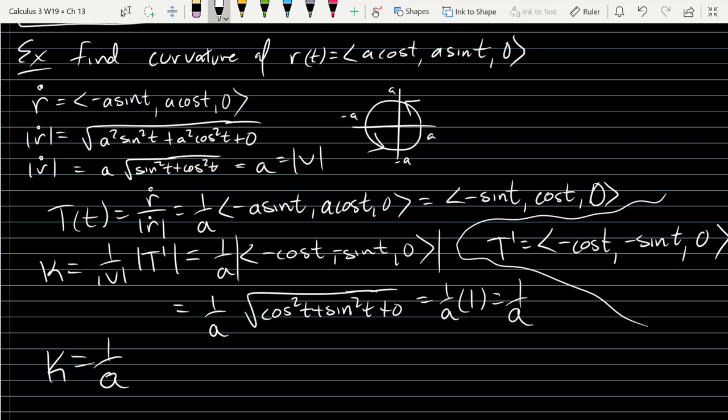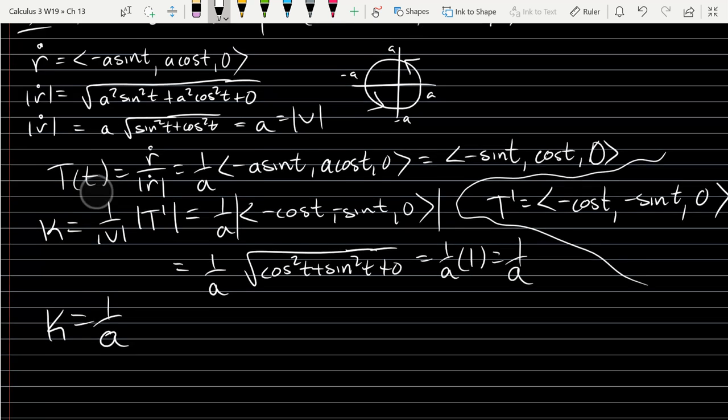So first thing, notice there is an A, but there's no T in here. So what that means is the curvature does not depend on time. So no matter where we are, the curvature is this number 1 over A. So let's look at the circle a little bit more carefully.